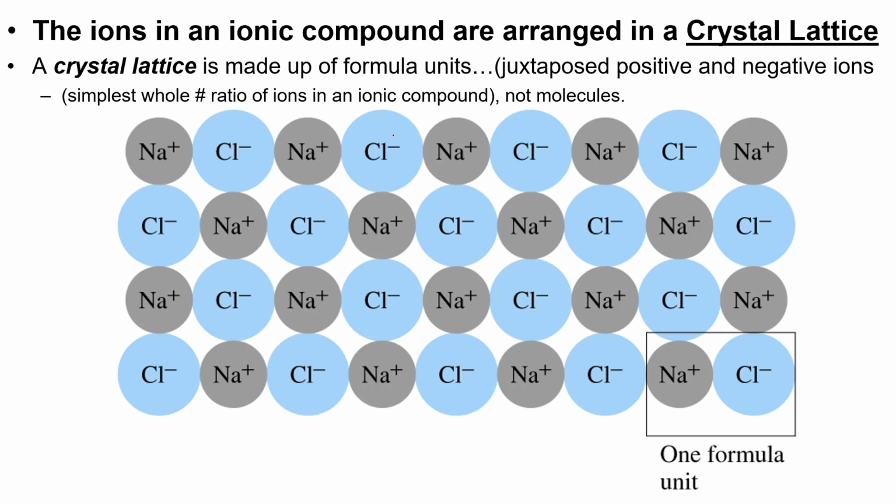Now, you see this lattice here below. The crystal lattice is made up of all of these formula units, and those formula units come as juxtaposed positive and negative ions. Here you can see that the positive is always flanked by a negative, and the negative is always flanked by positives. The formula unit itself is the simplest whole number ratio of the ions in the formula of the ionic compound. So the term formula unit is reserved specifically for ionic compounds, whereas in covalent bonding, we would use the term molecule to represent sort of the same thing.